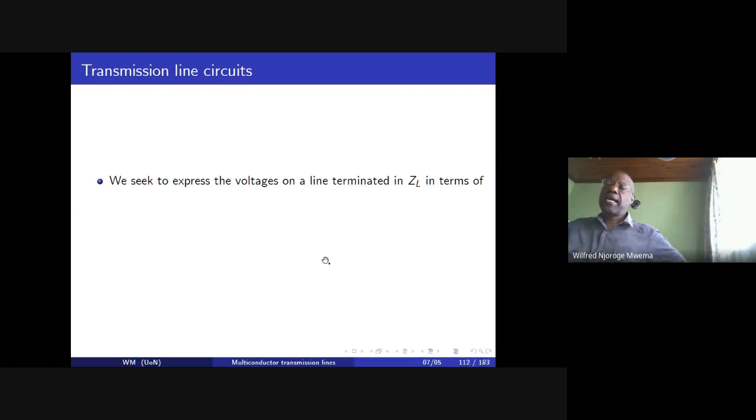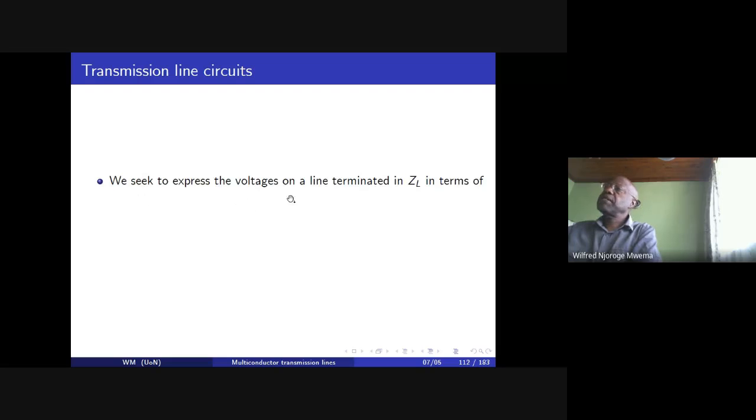Now, transmission line circuits. When we are looking at transmission line circuits, we want to see what would happen when we deal with voltages or signals for which the wavelength is of the same order of magnitude as the size of the circuit itself. In other words, we are talking about circuits that are of large electrical lengths, so to speak.